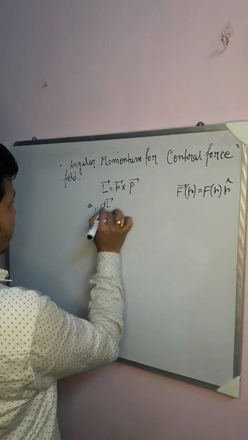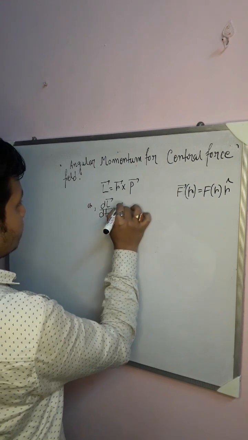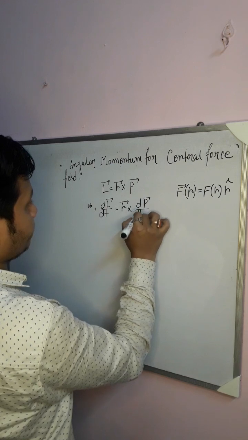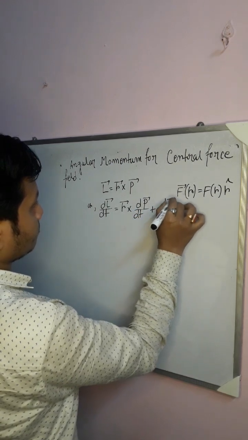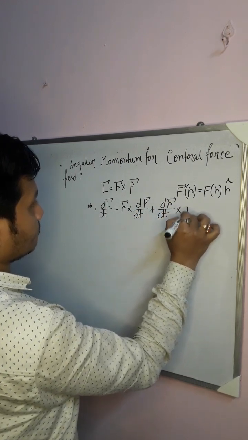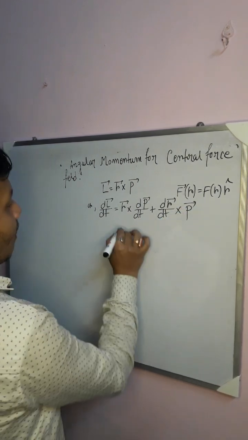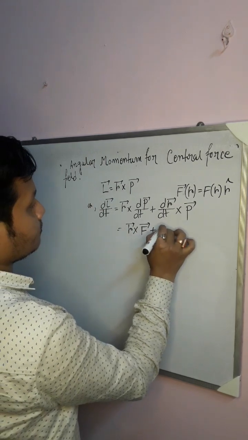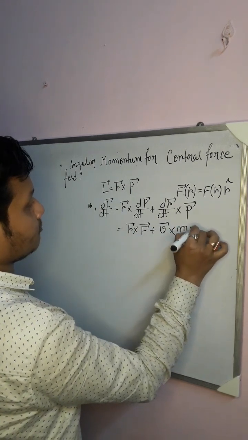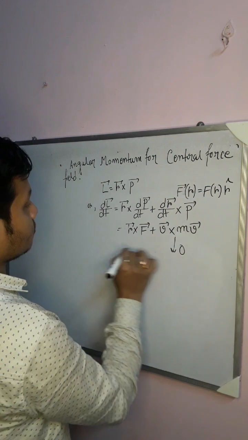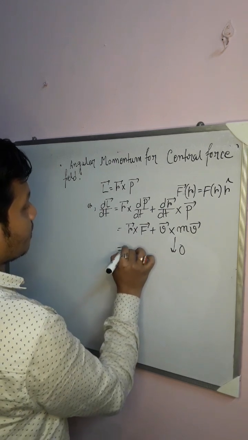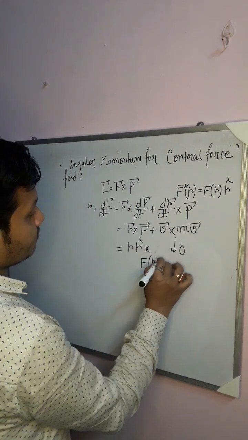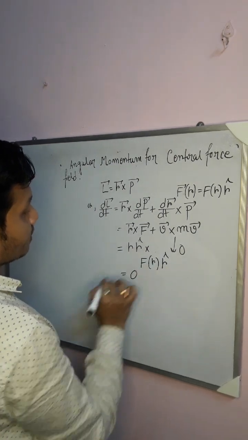So what will be my dL/dt? This is simply r cross dp/dt plus dr/dt cross p. So this is simply F, and this is simply v, and this is simply mv. So this term is 0. This is what r means, r r-cap, and for a central force field this can be written in this way. So r-cap cross r-cap is 0.